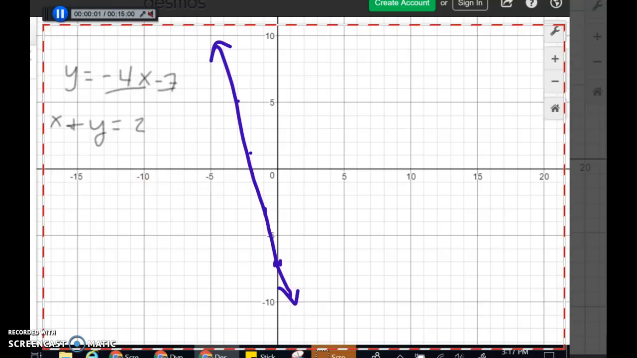Let's look at our other one. And our other problem is x plus y equals 2, so we actually have to solve. So we're going to subtract x from both sides, so we get y equals 2 minus x, but we're going to rewrite that with the x first, so negative x plus 2. So our y-intercept is 2.